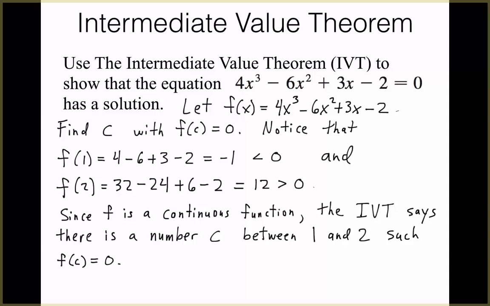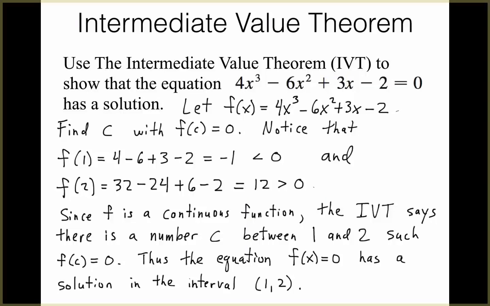So at 1, the graph of the function is below the x-axis. At 2, the function is positive, and so the graph is above the x-axis. And therefore, somewhere between 1 and 2, the function must have crossed the x-axis. At that point, that's the number c. That's where the function equals 0. So f of c equals 0. Therefore, the equation f of x equals 0 has a solution somewhere between 1 and 2. And that is what we wanted to show.